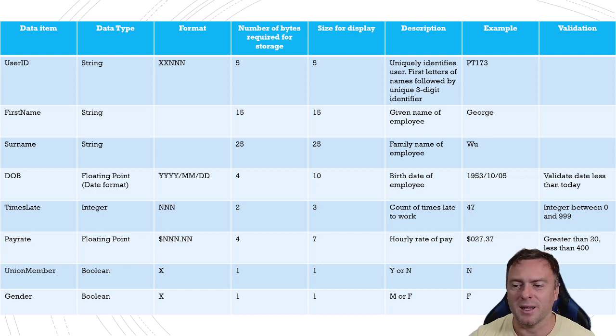So for example, for the date of birth, it can't be in the future, which is why it must be less than today's date. The times late needs to be an integer between 0 and 999, and then the pay rate has to be greater than 20 and then less than 400. So getting $400 an hour is pretty excessive. That's why that's as late as it can go.